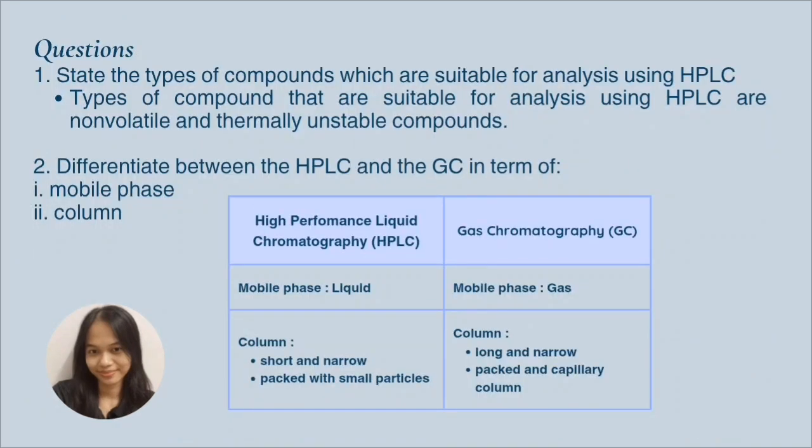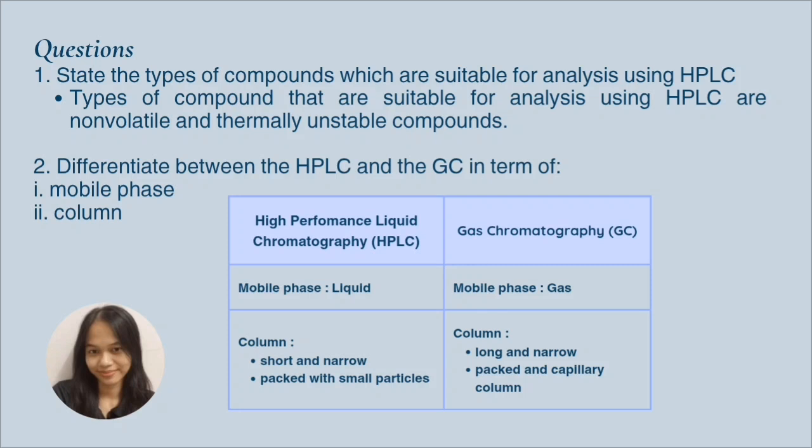Next, we will discuss the questions in this experiment. The first question is, state the types of compounds which are suitable for analysis using HPLC. The types of compounds that are suitable for analysis using HPLC are non-volatile and thermally unstable compounds.